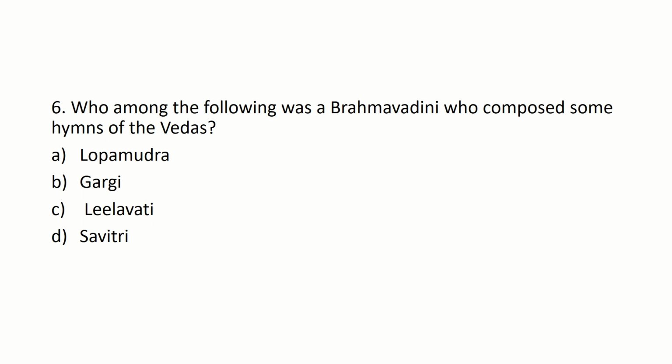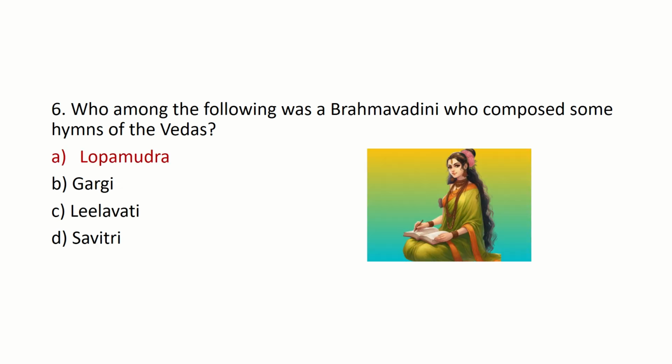Option A, SEBI. And moving to the next question: who among the following was a Brahmavadini who composed some hymns of the Vedas? Option A, Lopamudra. Option B, Gargi. Option C, Lilavati. And option D, Savitri. Let's discuss the options in detail. Who was Lopamudra? Option A. Lopamudra is mentioned in the Rig Veda as the wife of sage Agastya. And of course, she was a Brahmavadini, and she is the one who composed some hymns in the Vedas. And let's see who was option B.